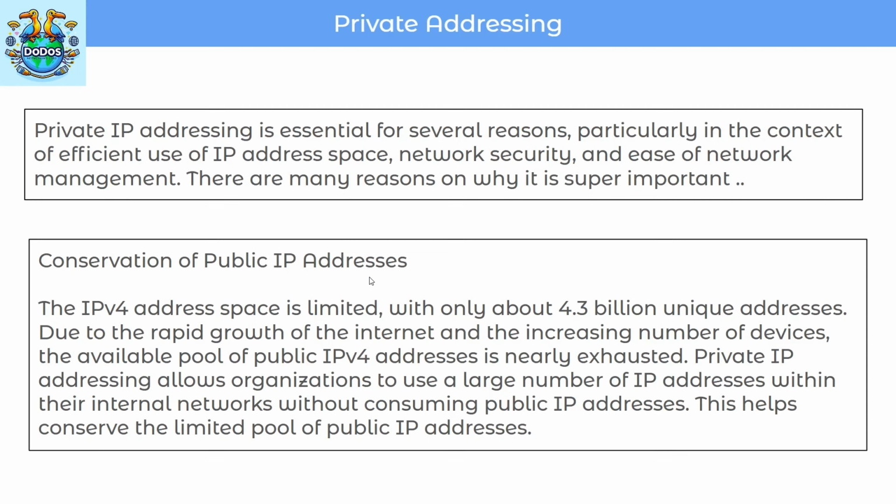Conservation of our public IP addresses is one of the biggest reasons. The IPv4 address space is limited, with only about 4.3 billion unique addresses. Due to the rapid growth of the internet and the increasing number of devices, the available pool of public IPv4 addresses is nearly exhausted. Private IP addressing allows organizations to use a large number of IP addresses within their internal networks without consuming public IP addresses. This helps conserve the limited pool of IP addresses.